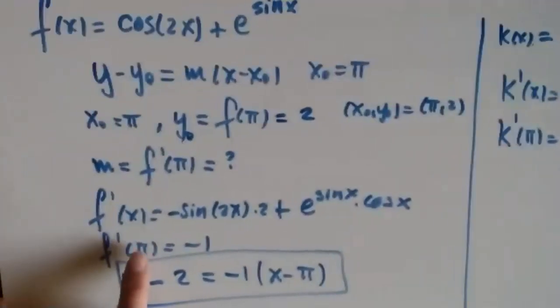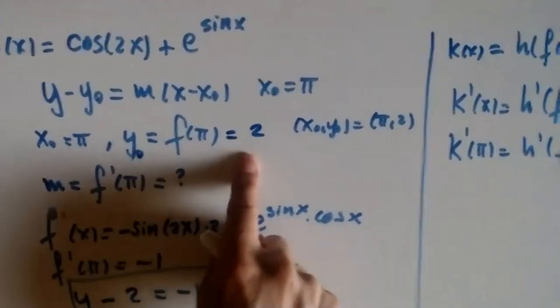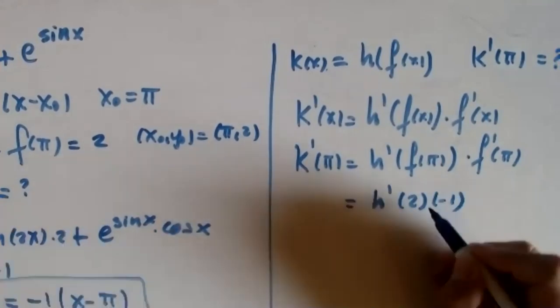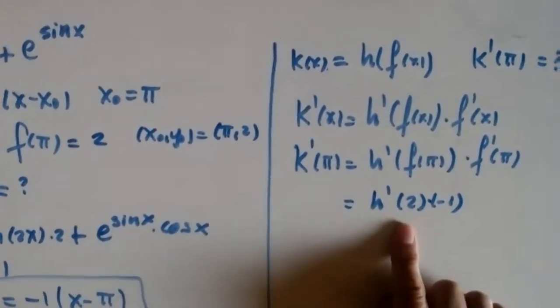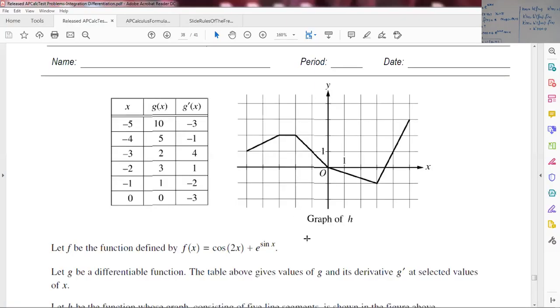Now, f prime of pi was here, it's -1. f of pi is this one, 2. So we had to do h prime of 2 times -1, right? And h prime of 2, remember, there was a function here at the beginning of the problem, right here. This was the graph of h. So we have to find the slope of the tangent line at 2, right there. Now, the slope of the tangent line is the slope of this line. So this is rise over run, so -1/3.